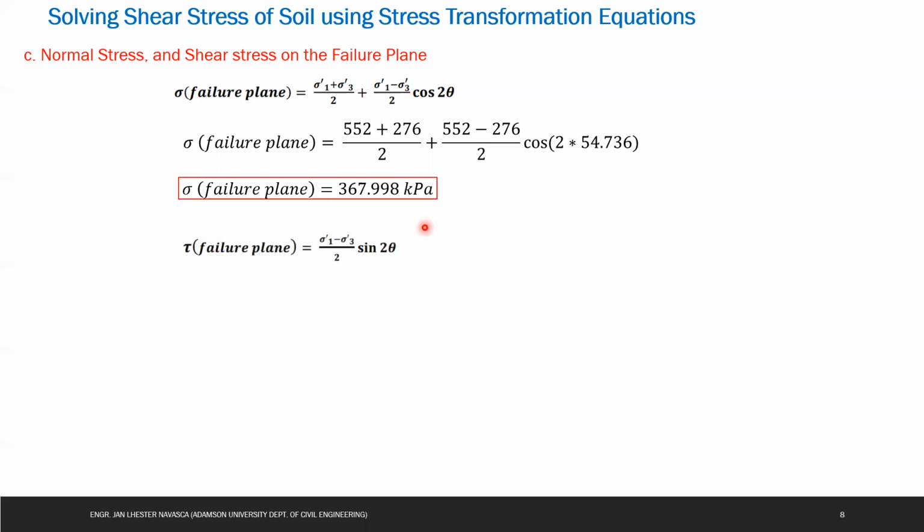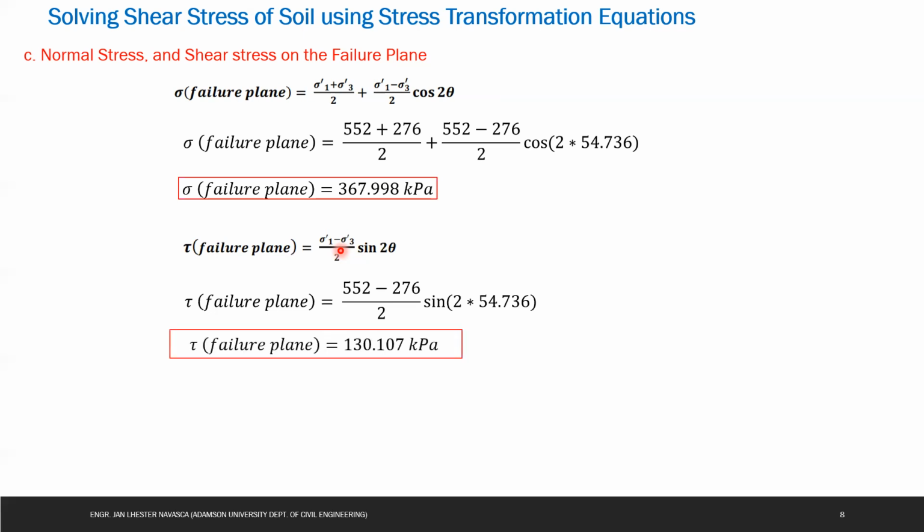Then another equation for the shear stress at the failure plane: sigma 1 minus sigma 3 over 2 multiplied by sine 2 theta. Substituting our values, we have 552 minus 276 divided by 2 multiplied by sine 2 times 54.736. You get your tau at the failure plane to be 130.107 kPa. So it is direct substitution for the shear stress and normal stress at the failure plane, using the stress transformation equations.